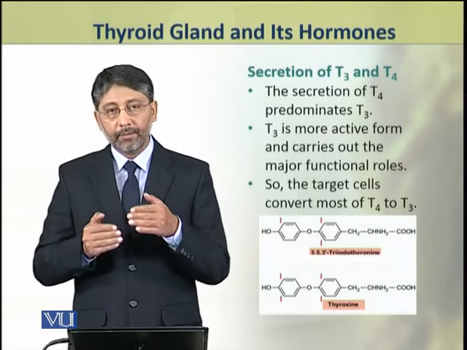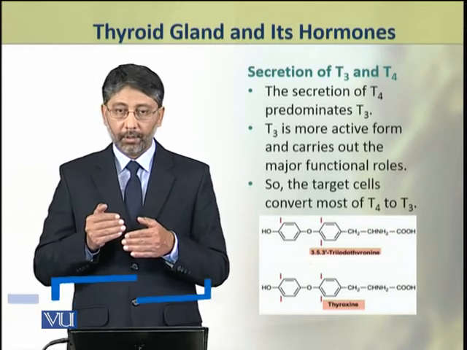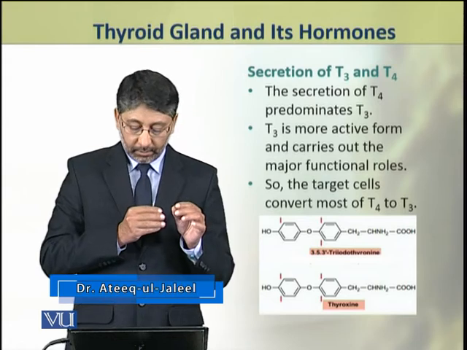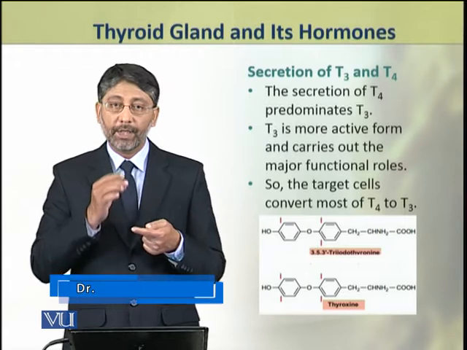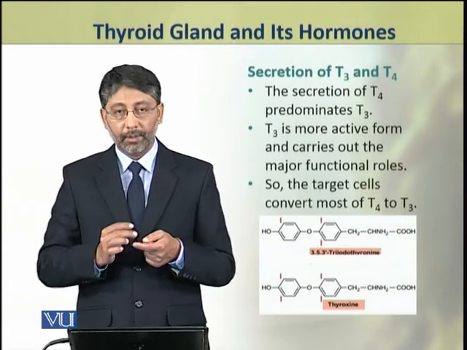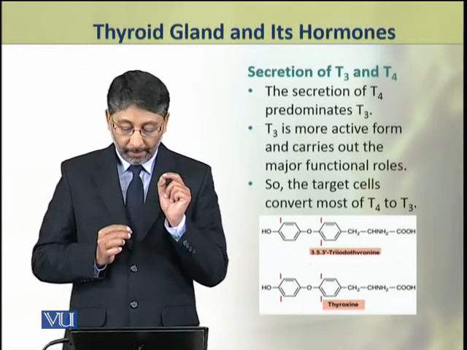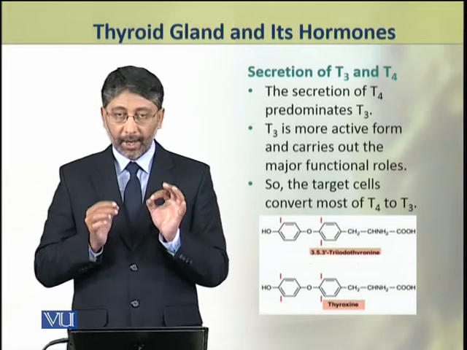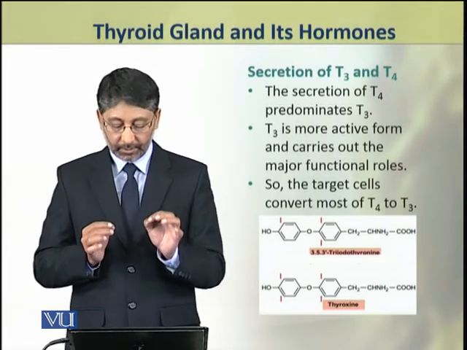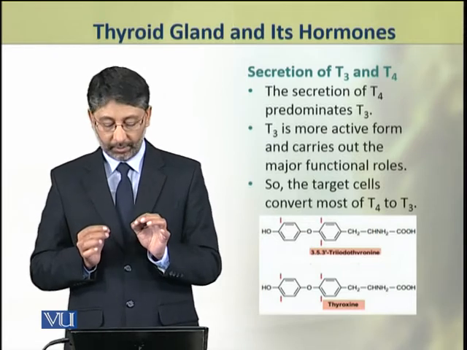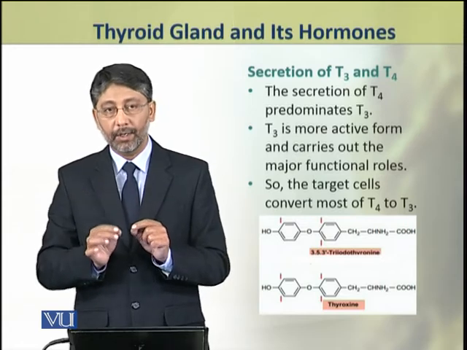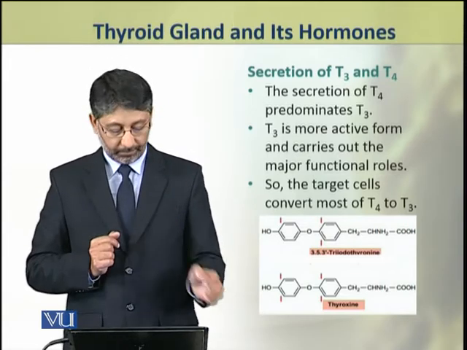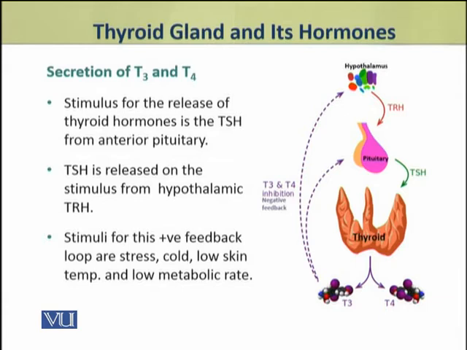The secretion of T3 and T4. The secretion of T4 dominates T3. However, T3 is more active form and carries the major metabolic functions. So, the target cells mostly convert T4 into T3, which is active form. We shall discuss the secretion of T3 and T4 in detail.